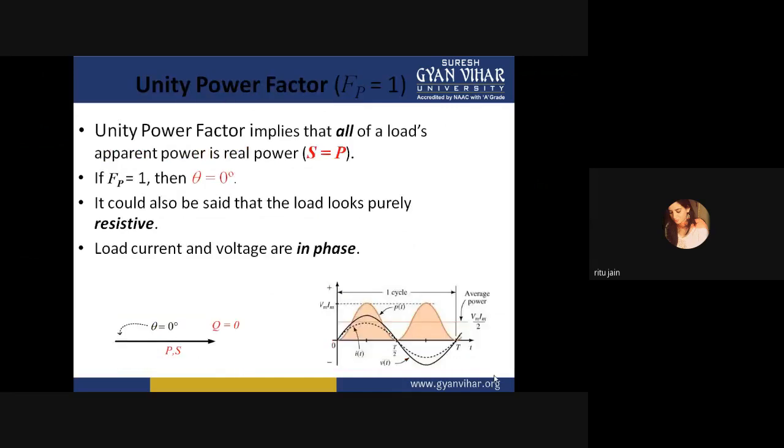So what is unity power factor? Fp is equal to 1. Unity power factor implies that all of our load's apparent power is real power. Fp is equal to 1, then theta is equal to 0 degree. It can also be said that the load looks purely resistive. In a resistive load, the voltage waveform is the same as the current, and there is no angle between voltage and current. So the load looks purely resistive and the load current and voltage are in phase.